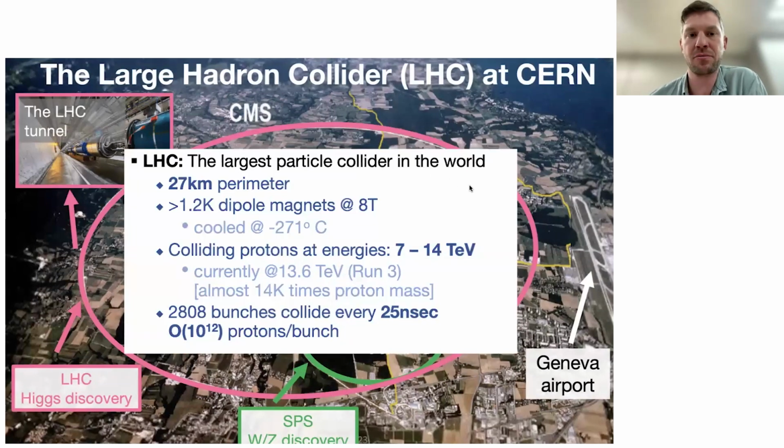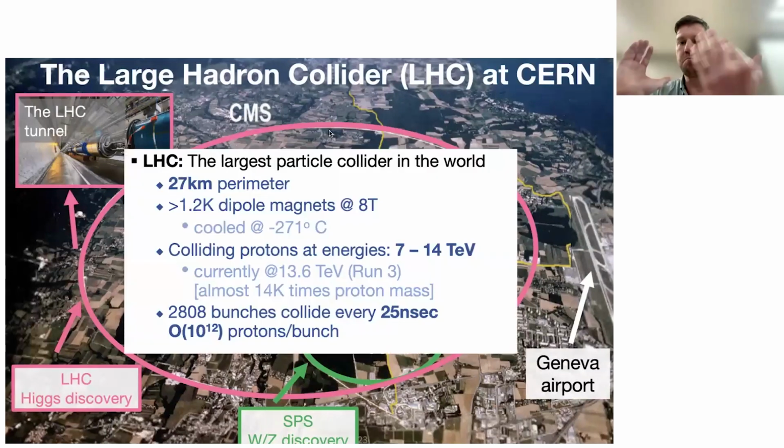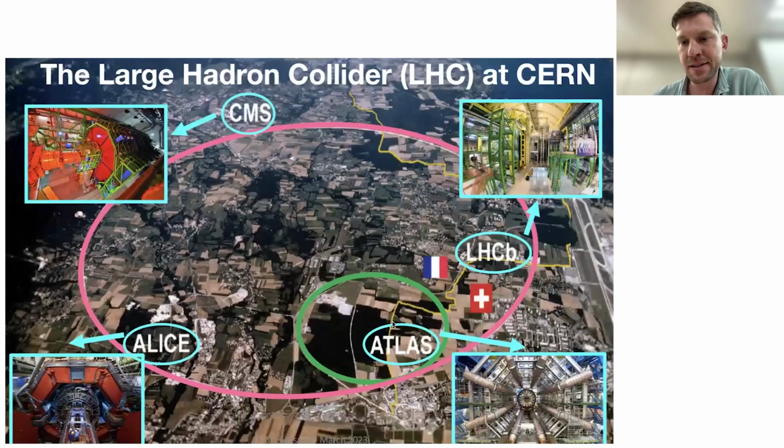So this is the largest particle collider in the world. The perimeter, this pink line here, is around 27 kilometers. We bend and collimate the beams, the proton-proton beams that run in opposite directions along the pink line, using magnets at 8 Tesla, cooled down almost to absolute zero, minus 271 degrees Celsius. And we collide particles 40 million times per second. Now, there are 4 big experiments: ATLAS, CMS, ALICE, and LHCb.